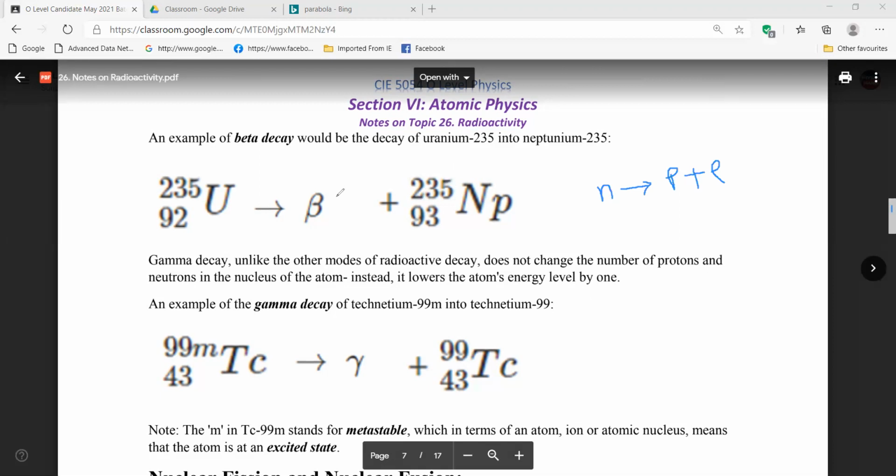Sir, can you tell me one more time, when does alpha decay occur, and when does beta decay occur? Okay, I'm mixed up. If you think about this one, huh?